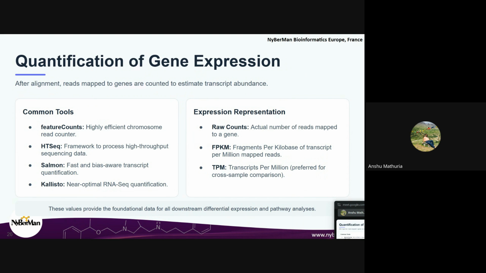For these count tables, we have many tools that we can use to generate them. The most common one is featureCounts. FeatureCounts is very highly efficient at giving the read counts of a particular chromosome. It will generate a table of the entire data that has the read counts and samples. That table can be used further for the expression.